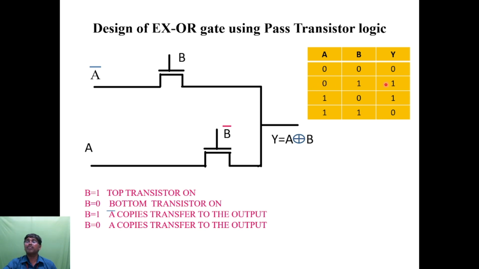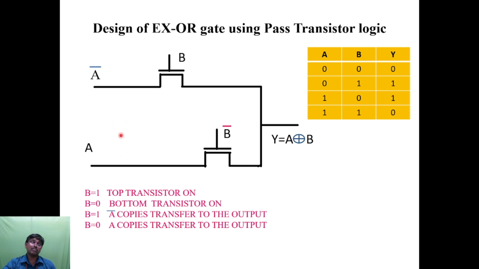When A is equal to 0, 1 will be transferred; if A is 1, 0 will be transferred. That is why here it is A bar. A bar means if it is 0, the output will be 1, and if it is 1, the output will be 0. B is nothing but a control input. So that is the concept of the design of XOR gate using pass transistor logic.